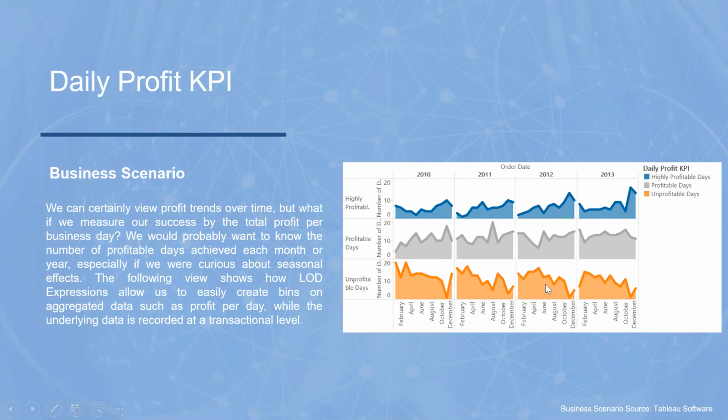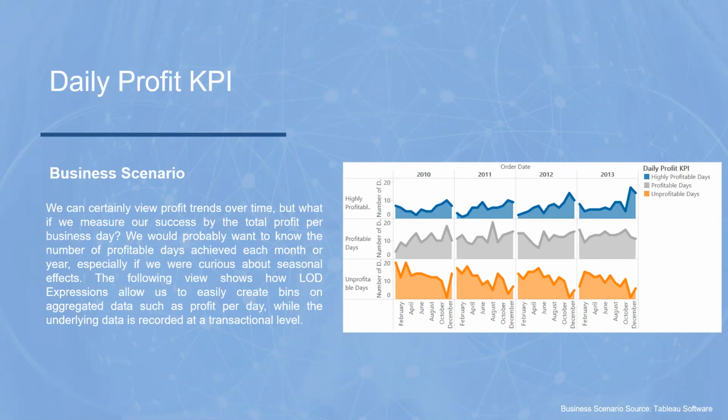We can certainly view profit trends over time. But what if we measure our success by the total profit per business day? We would probably want to know the number of profitable days achieved each month or year, especially if we are very curious about seasonal effects. The following view shows us how LOD expression allows us to do this. This view helps us understand how many profitable days, how many highly profitable days, and how many unprofitable days are present per month or per year.